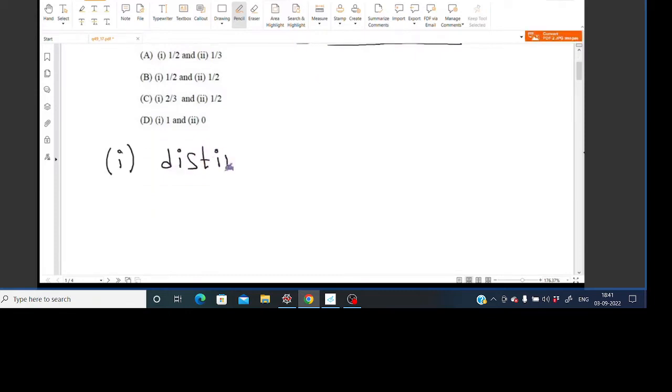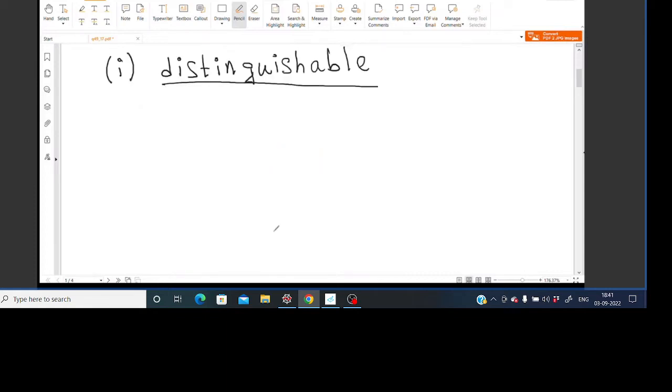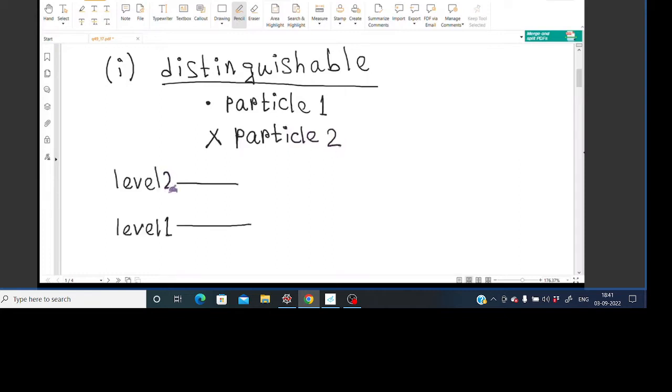First, consider that the two particles are distinguishable. As the two particles are distinguishable, we denote them with different symbols. We denote the first particle like this and the second particle like this. Here, the level 1 always contains at least one particle. So, we can place the first particle at level 1 and the second particle at level 2. We can also place the first particle at level 2 and the second particle at level 1.